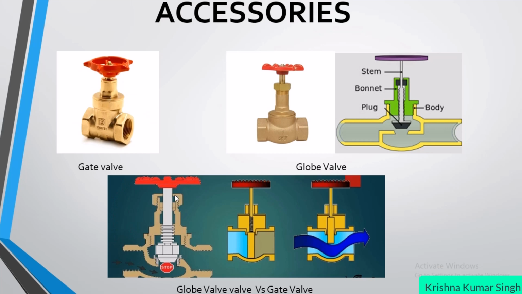But in case of a globe valve, you have a different option. You can stop the flow, you can fully open this valve, and you can also use this plug in between over here to reduce the flow rate.